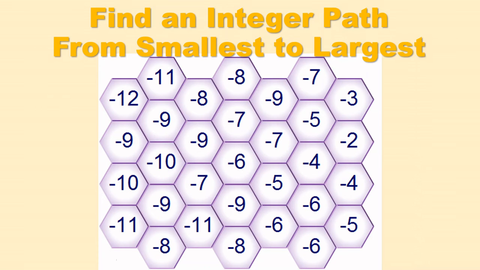Now that we understand ordering integer values, try and find a path here from the smallest integer value across to the largest integer value. For example, if I were to start down here at negative 11 and then try and find a number that's bigger than negative 11, so we go from negative 11 up to negative 10, to negative 9, to negative 8, I'm stuck. Negative 11 again is smaller than negative 8. So try and find a path from the smallest integer value to the largest integer value.